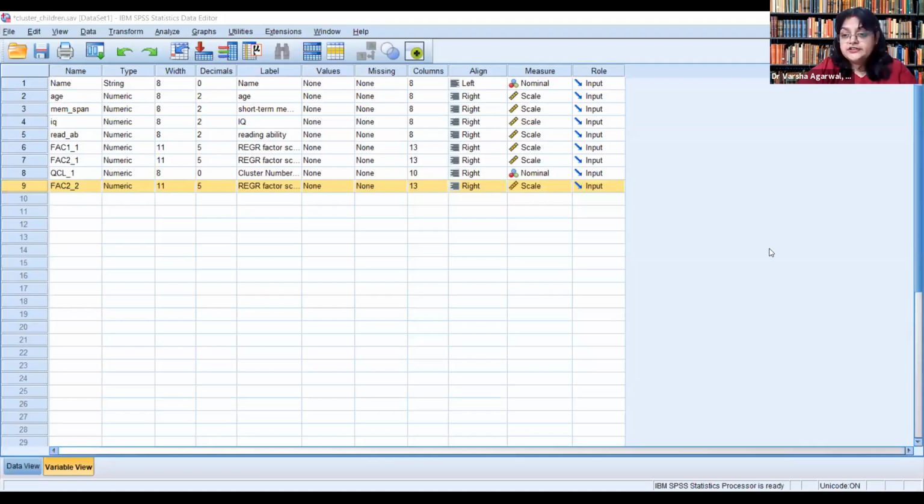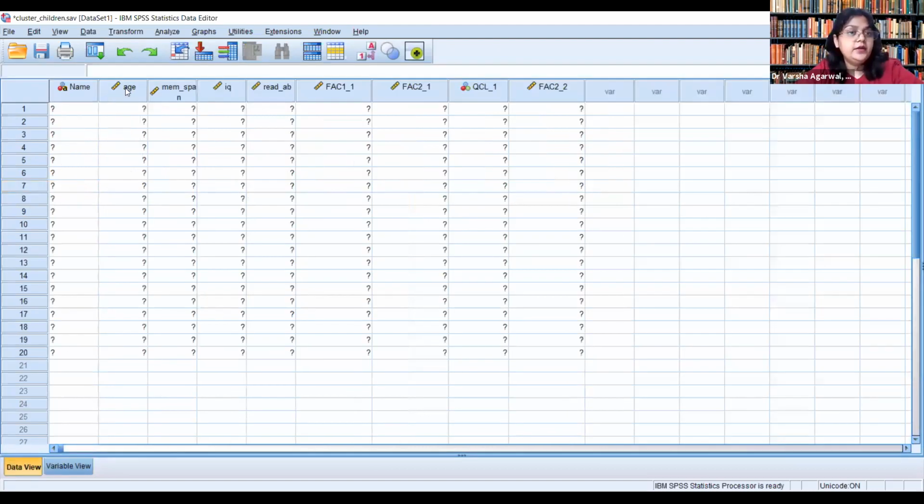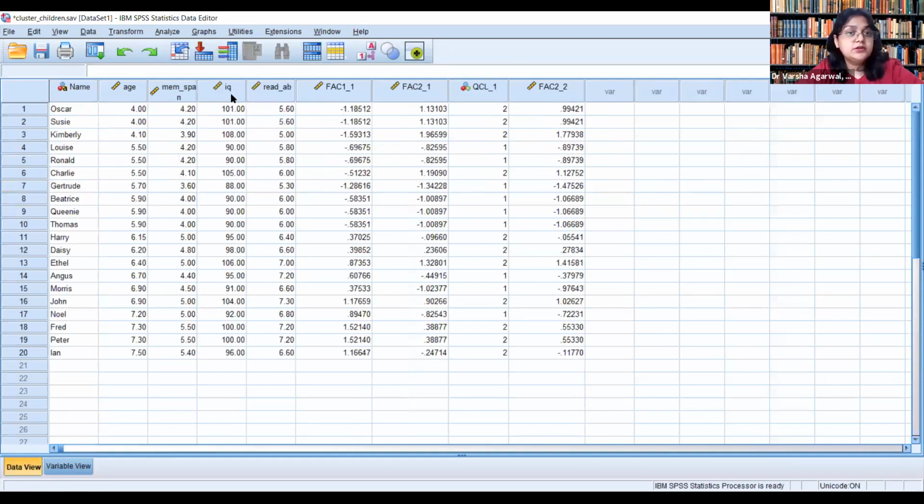So I will quickly show you how we run cluster analysis. I hope the data sheet is visible. Okay, so it's a very small data sheet focused only on cluster analysis. Here, what I have captured: name is there, age is there, memory span is there, IQ level is there, reading ability is there. Okay, so these are the 4 things I need to focus on. Fine. So these are the names of my respondents. 20 respondents were there. Okay, what is their age? If you see their age, they are all children.